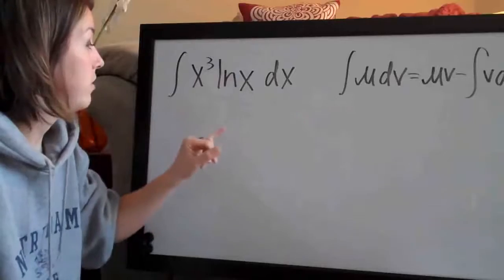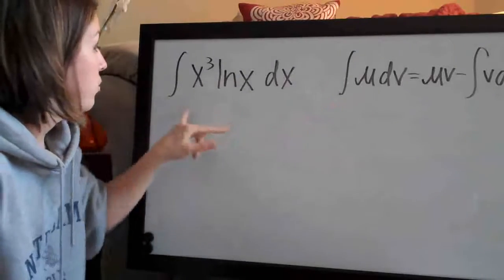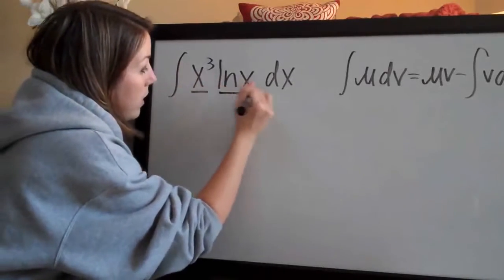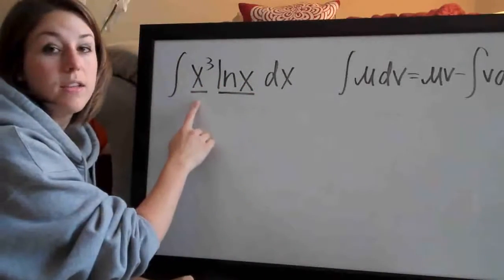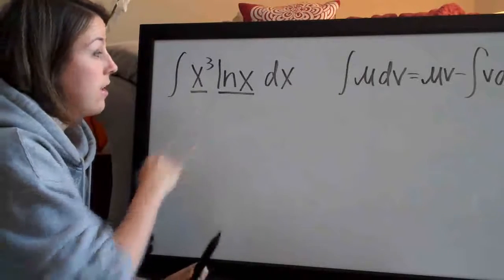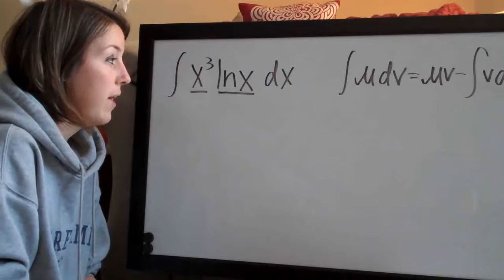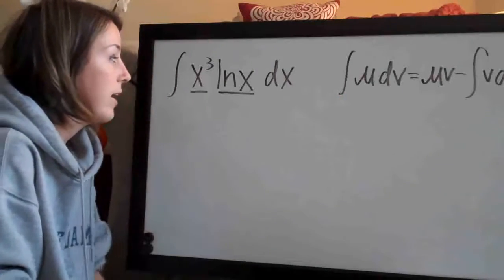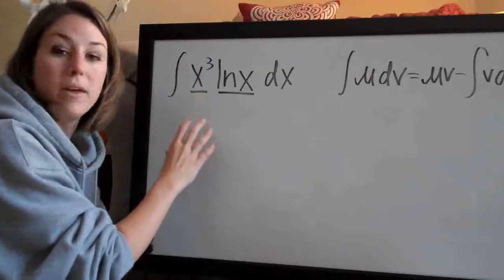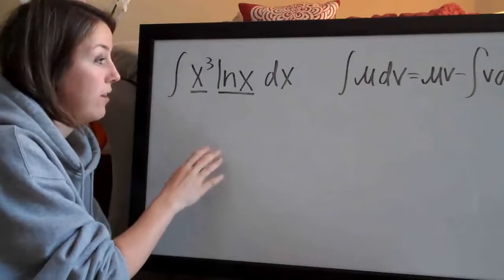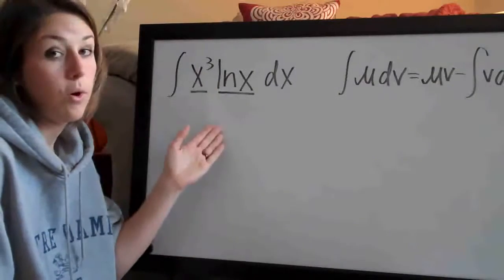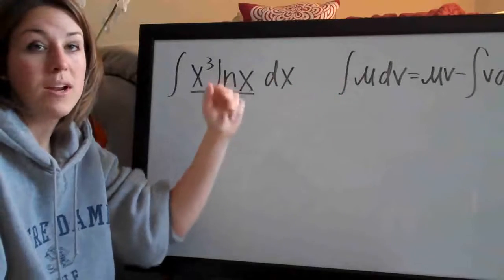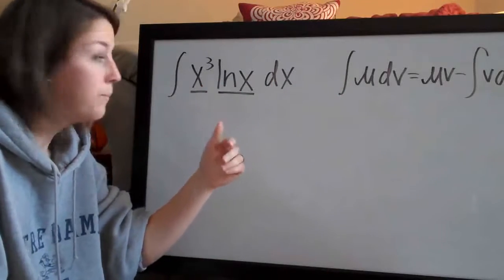So the first thing we have to do is assign u to one of these terms and dv to another. So we're looking at x cubed and natural log of x. One of these is going to be u, and one of them is going to be dv. And the way I like to pick is try to identify something that will become simpler when you take its derivative, because for u, what we're going to do is pick something for u, and then take the derivative of it, and that's going to become du.